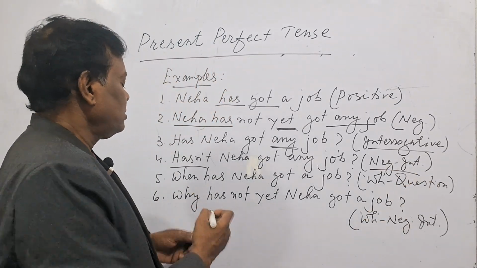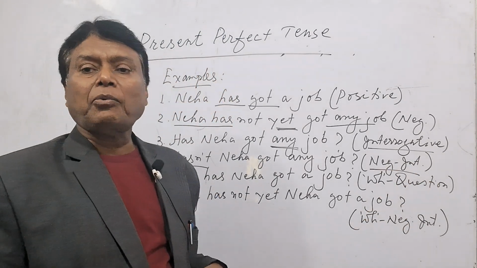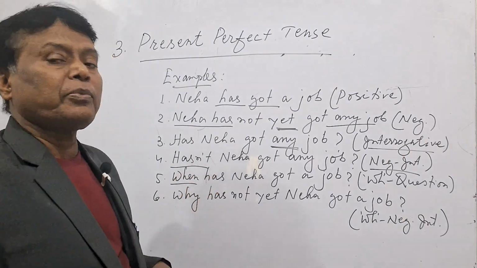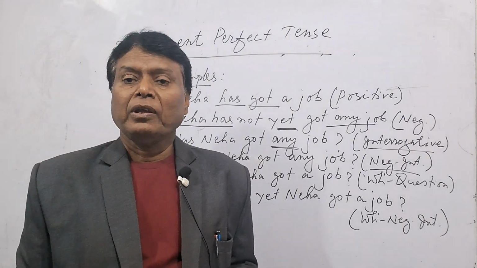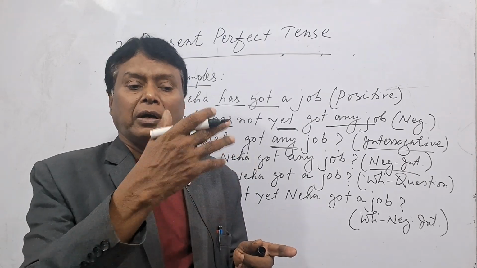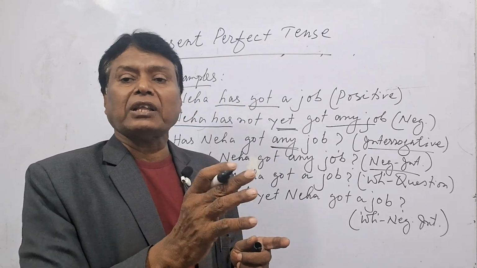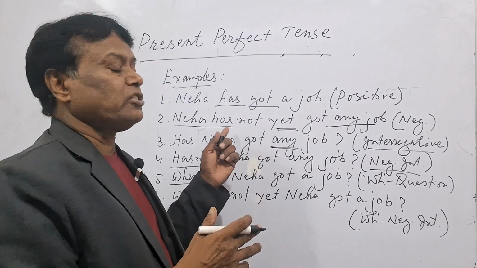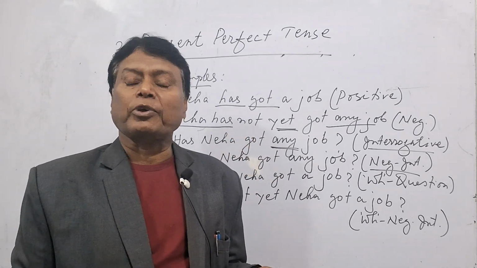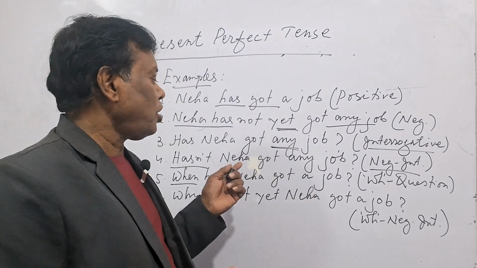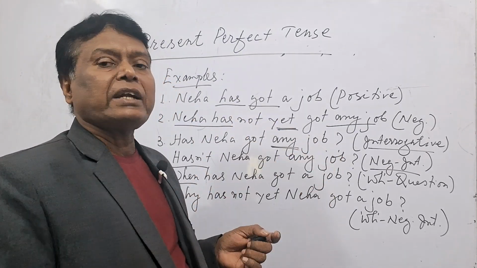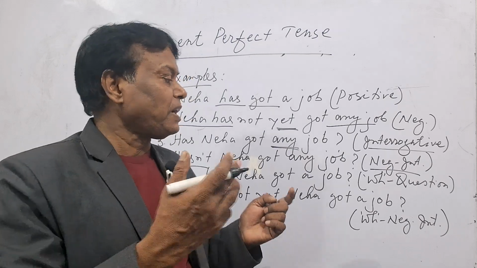Then comes the WH family, any suitable WH family word that you can use. When has Neha got a job? नेहा को कब जॉब मिला? And if you know that she got a job on a particular date, last week, or in the last month, then you cannot use this tense. She got a job in the last week. Okay, she got a job on a particular date. That particular date you can tell in any past time.